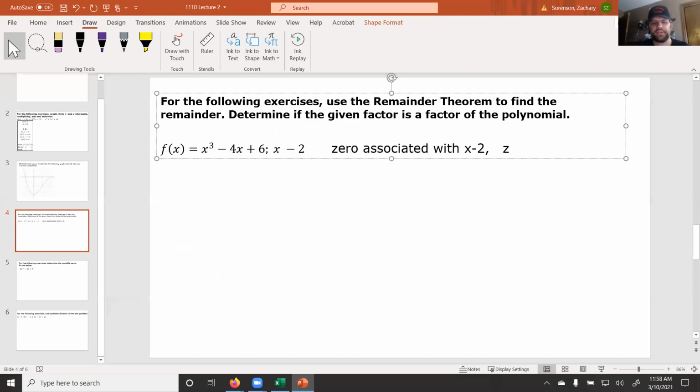So in this case, the 0 is what? Associated with x minus 2. Or the x-intercept associated with it, whatever helps you. Yeah, positive 2. And so the question becomes, is f of 2 equal to 0? If the answer is yes, it's a factor. If the answer is no, it's not a factor.